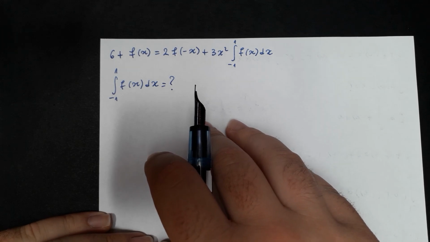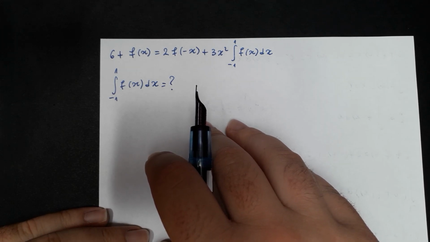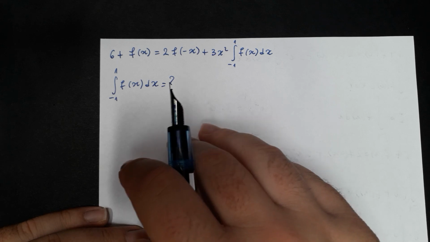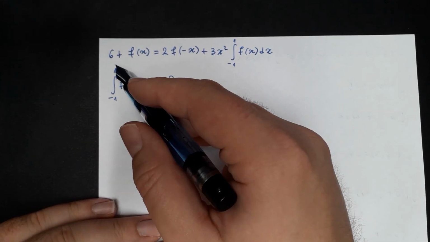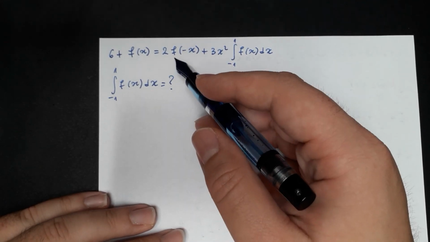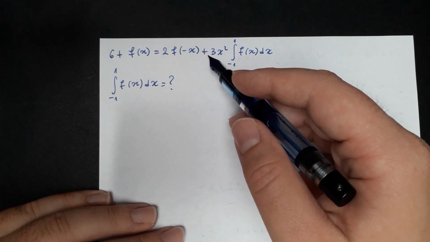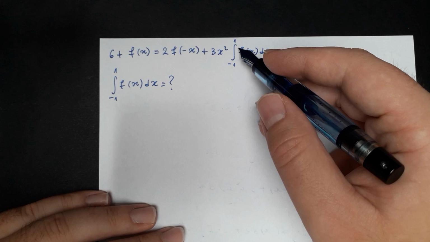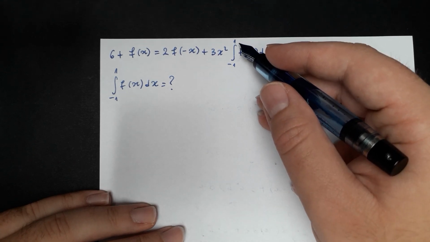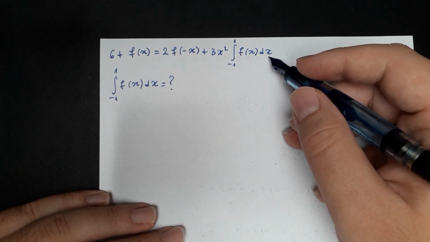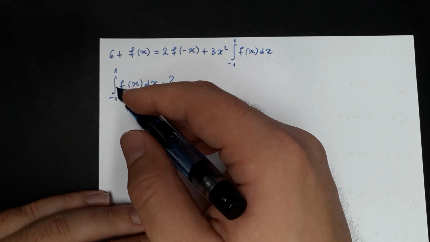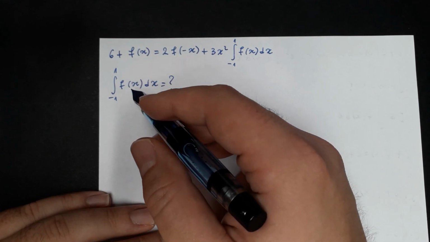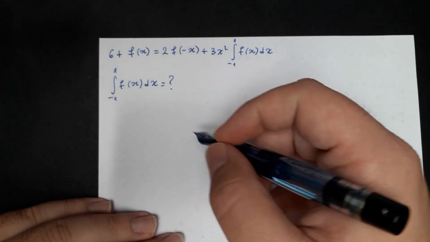In today's video, I am going to solve this problem which has appeared on the Oxford entrance exam. Many students had trouble with solving this. So the problem states: if 6 plus f(x) is equal to 2 times f(-x) plus 3x squared times the integral from -1 to 1 of f(x) dx, calculate what is the integral from -1 to 1 of f(x) dx.